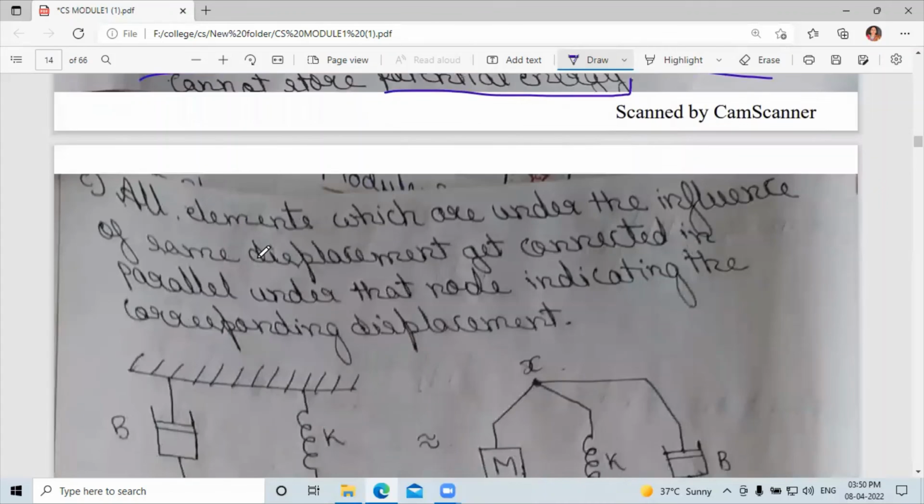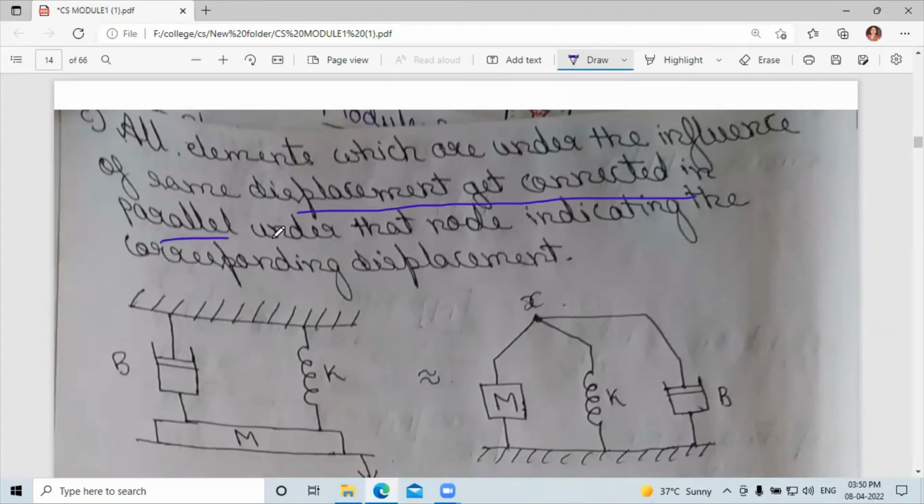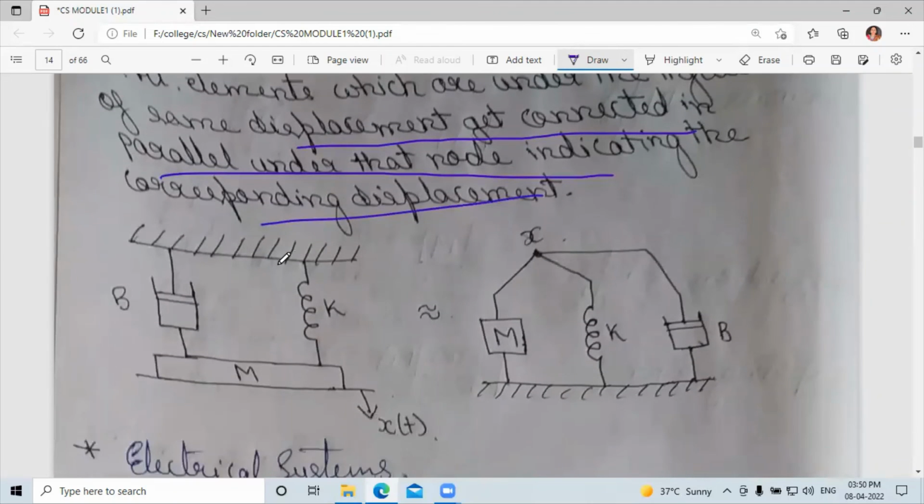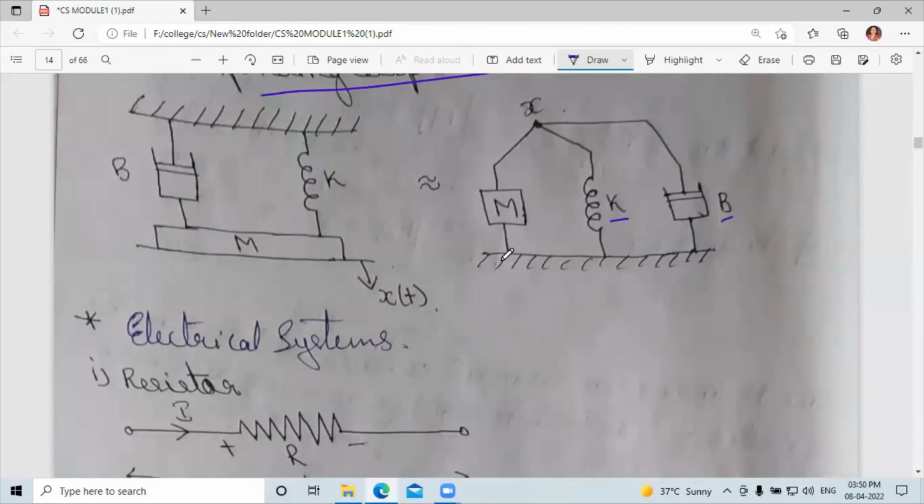Next, all elements that are under the influence of the same displacement are connected in parallel under that node, indicating the corresponding displacement. This is the diagram of the physical system: mass M, friction B, and spring K, connected to ground also. For x of t, the mass is connected, and also the spring and friction are connected. So this is the equivalent circuit for this.